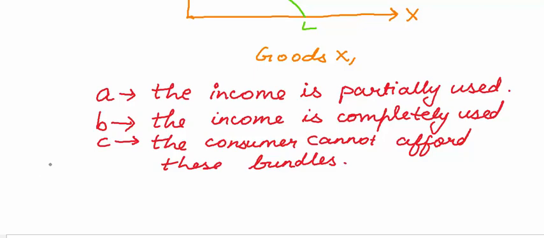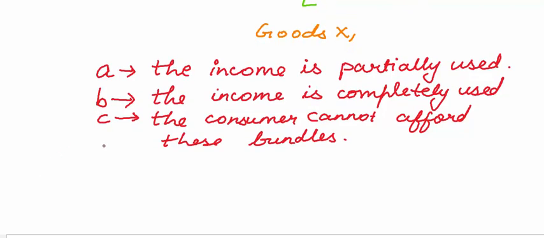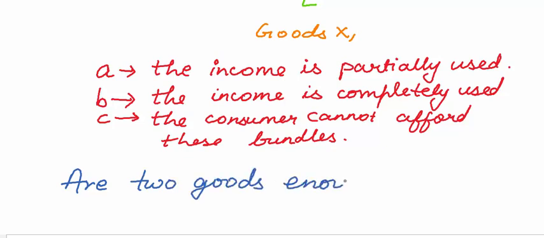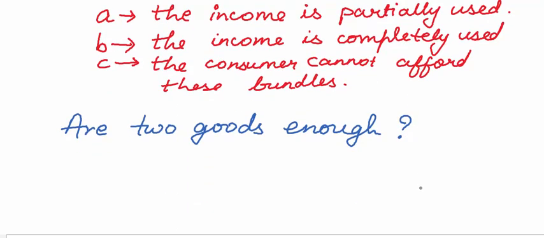Now, let us see why we have taken only two goods, and are these two goods enough for representing the consumption bundle of the consumer. So the question here is, are two goods enough? Let's analyze it and try to get an answer to this question. We can say that two goods are often enough.